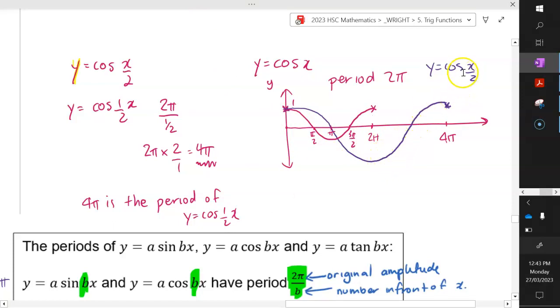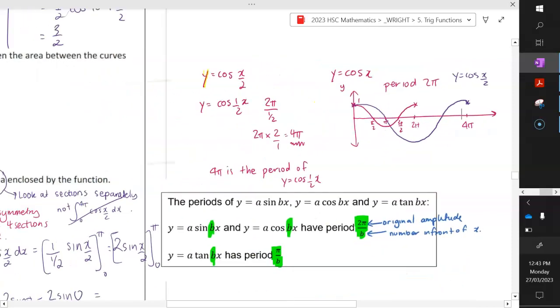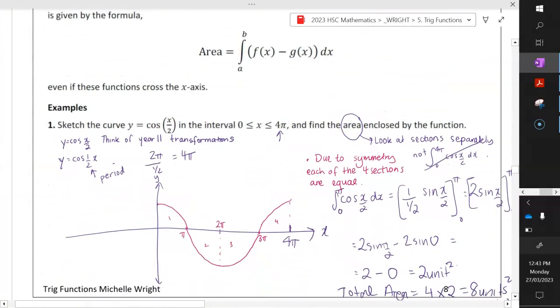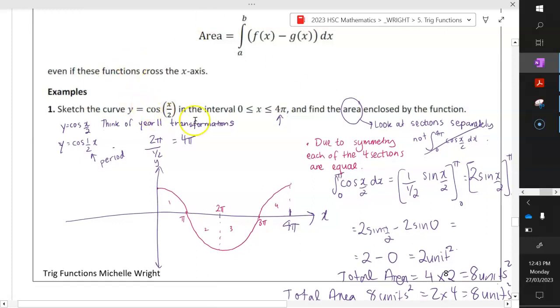So similarly, if we had cos 2x, it's not going to stretch it out, it's going to condense it, and we'd have it happening in a lot smaller period, and it happened in pi. Let's go back to our question. Okay, so we've nearly finished the first part. It says sketch the curve cos x on 2 in this interval. Here's my curve, and I'm going to find the area enclosed by the functions.